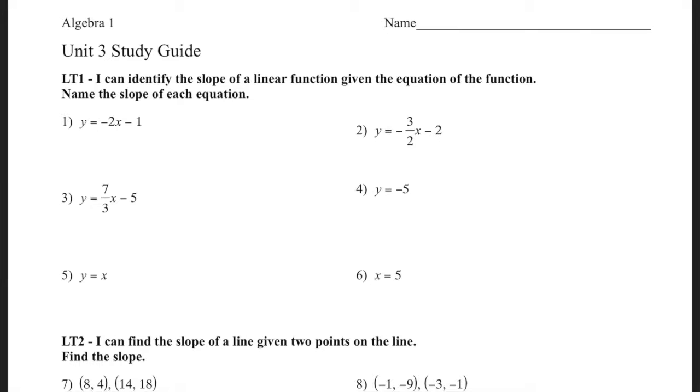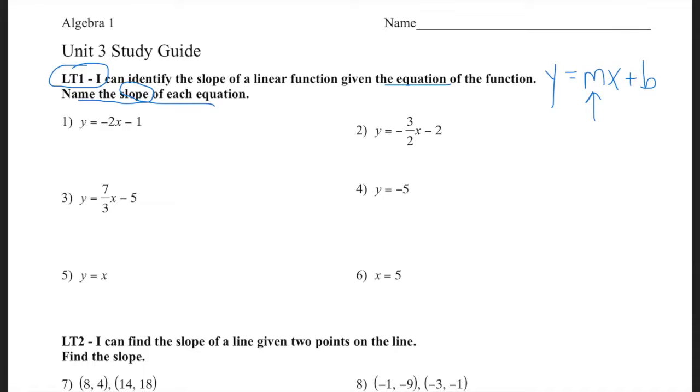Learning target 1 was to identify the slope of a linear function given the equation of the function. Name the slope of each equation. Now it's important to note that when you're given an equation and you have to identify the slope, your equation must be in slope-intercept form. That is y = mx + b, because that is the slope right there.